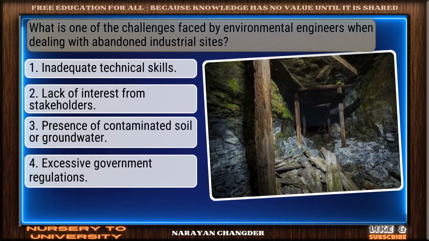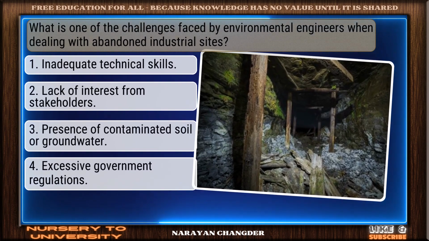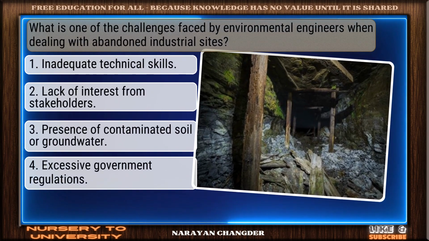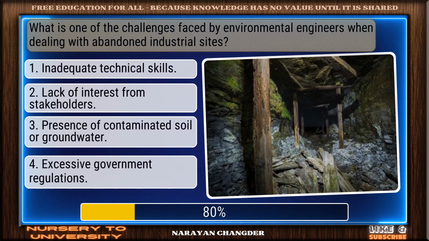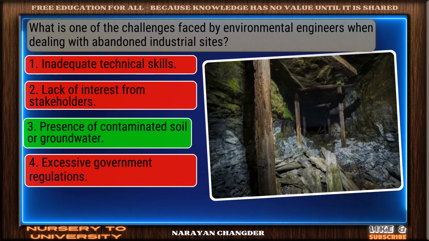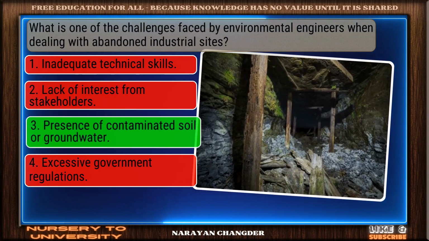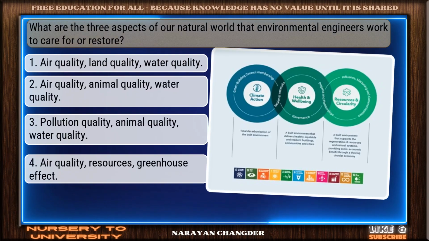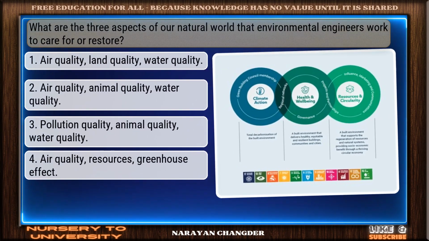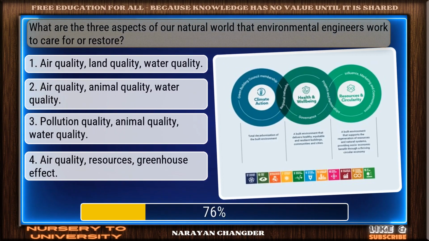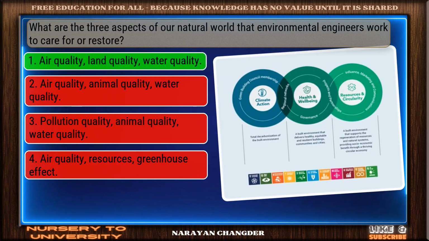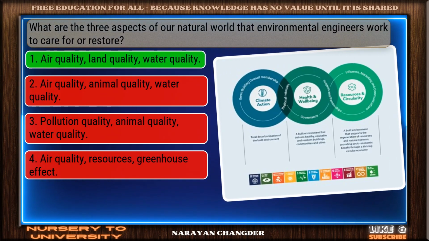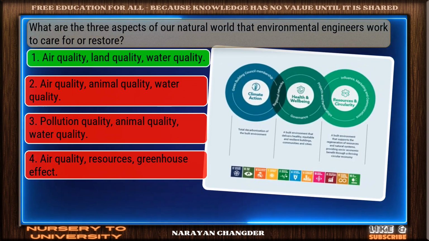What is one of the challenges faced by environmental engineers when dealing with abandoned industrial sites? You got it. Your choice, presence of contaminated soil or groundwater, is right. What are the 3 aspects of our natural world that environmental engineers work to care for or restore? Correct response. Air quality, land quality, water quality is the most accurate answer.